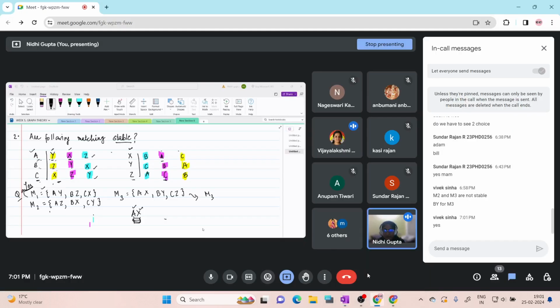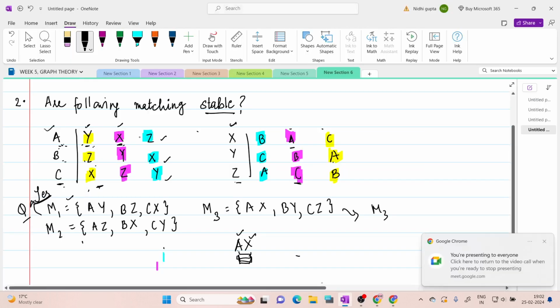So in this you see X, Y, Z. If we consider AX, A is getting better off. But is X getting better off? X is getting B, which is better. So AX is not a blocking pair. We see that AX is not a blocking pair, so we have to check everything on the left.